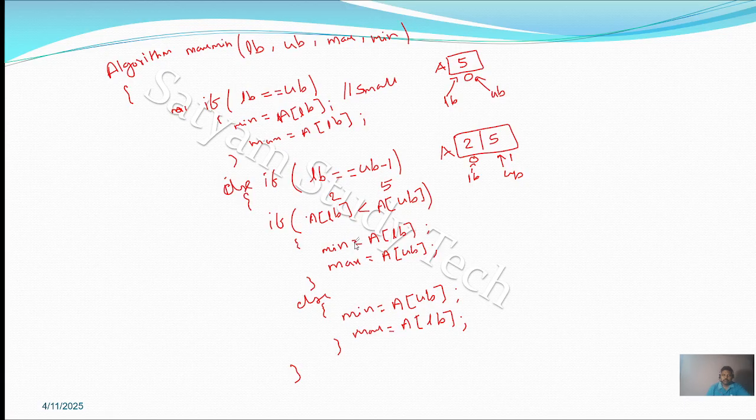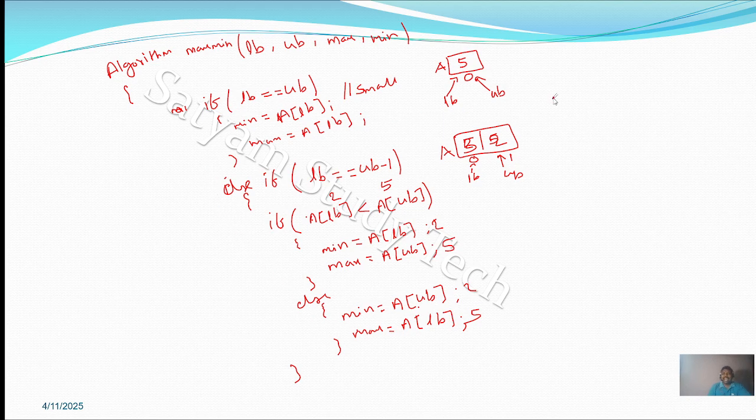The condition is true, then min equal to A of lower bound, that is 2, and max equal to A of upper bound, that value is 5. So minimum value is 2 and maximum value is 5. If the condition fails, for example, I am taking the first element as 5 and second element as 2. Now the minimum equal to A of upper bound, that is 2, and max equal to A of lower bound, that is 5. Okay, that is for an array consisting of two elements.